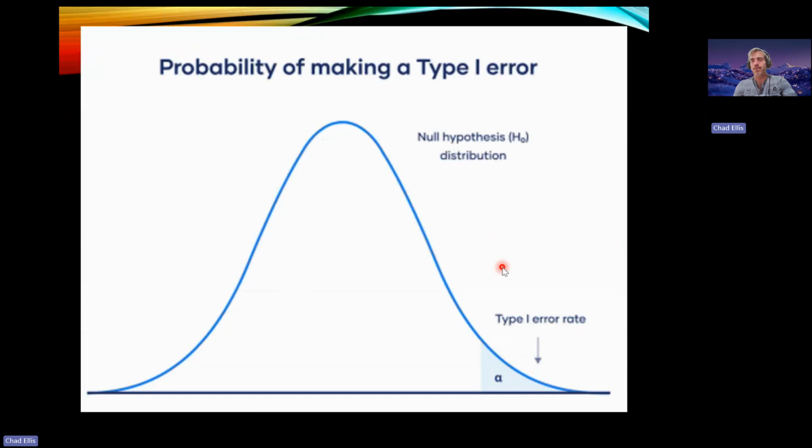So basically that alpha tells us the probability that our test is going to commit a type 1 false positive error. So the smaller and smaller our alpha value gets, the lower and lower chance there is that our statistical test will cause us to commit a type 1 false positive error.